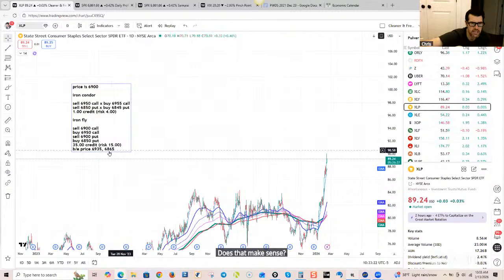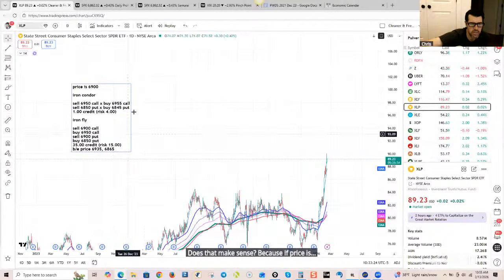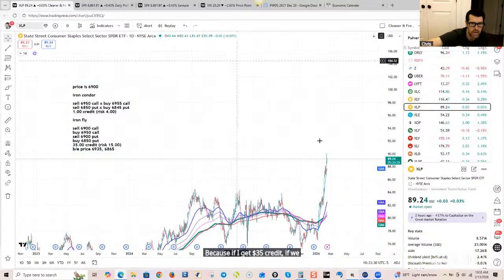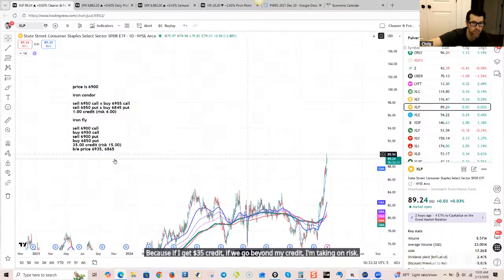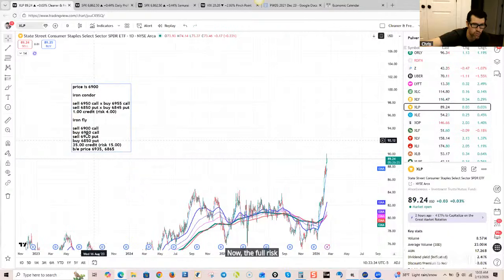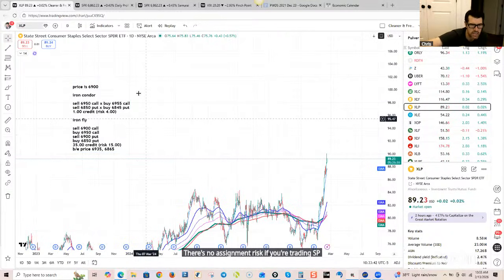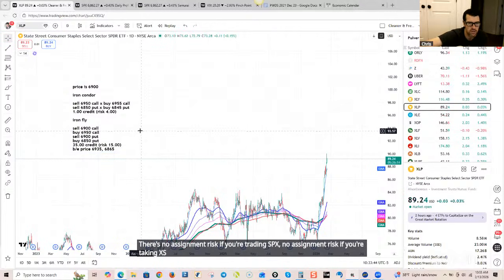Because if I get $35 credit, if we go beyond my credit, I'm taking on risk. Now the full risk, the full $1,500, is if we're beyond the entire 69.50. There's no assignment risk. This is SPX. There's no assignment risk if you're trading SPX. No assignment risk if you're taking XSP trades. Never assignment risk.